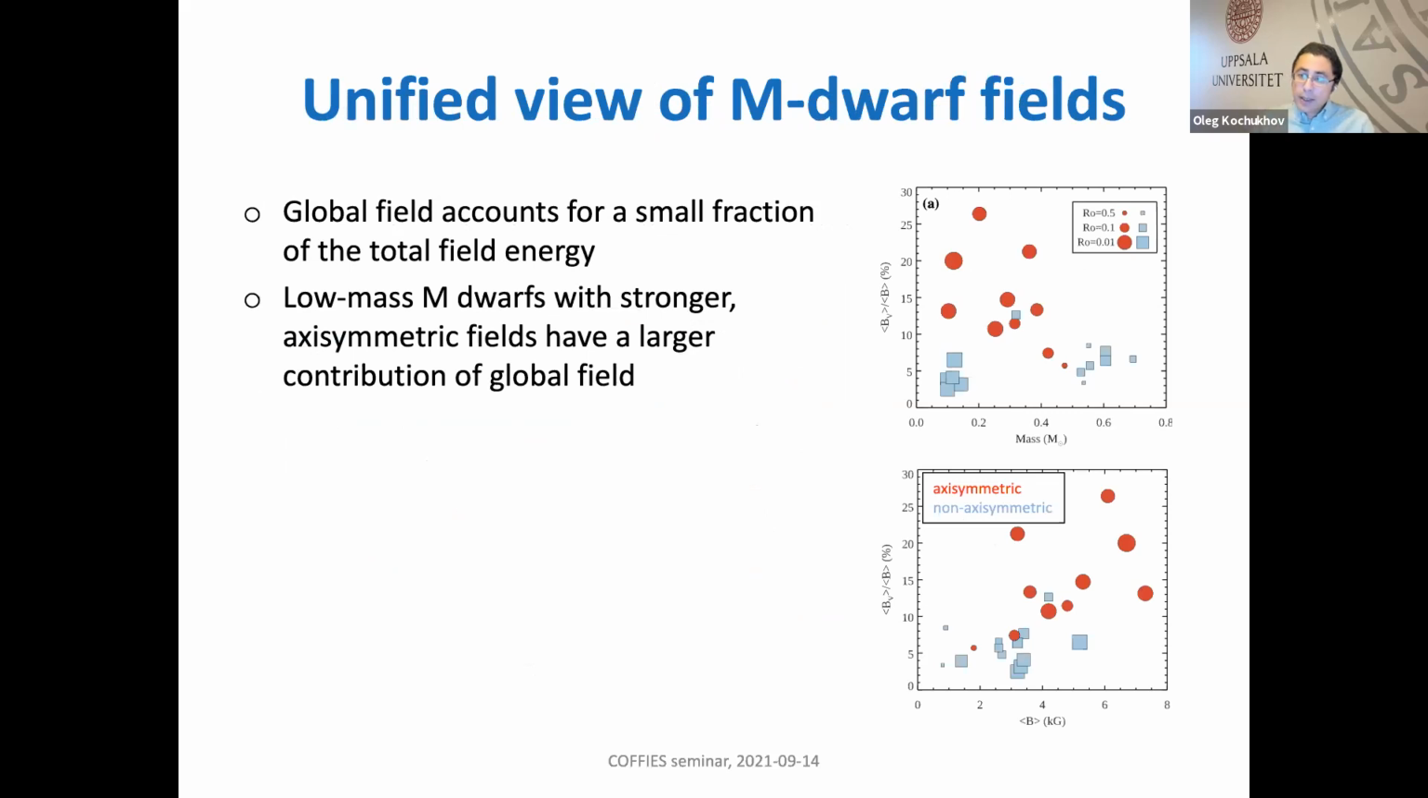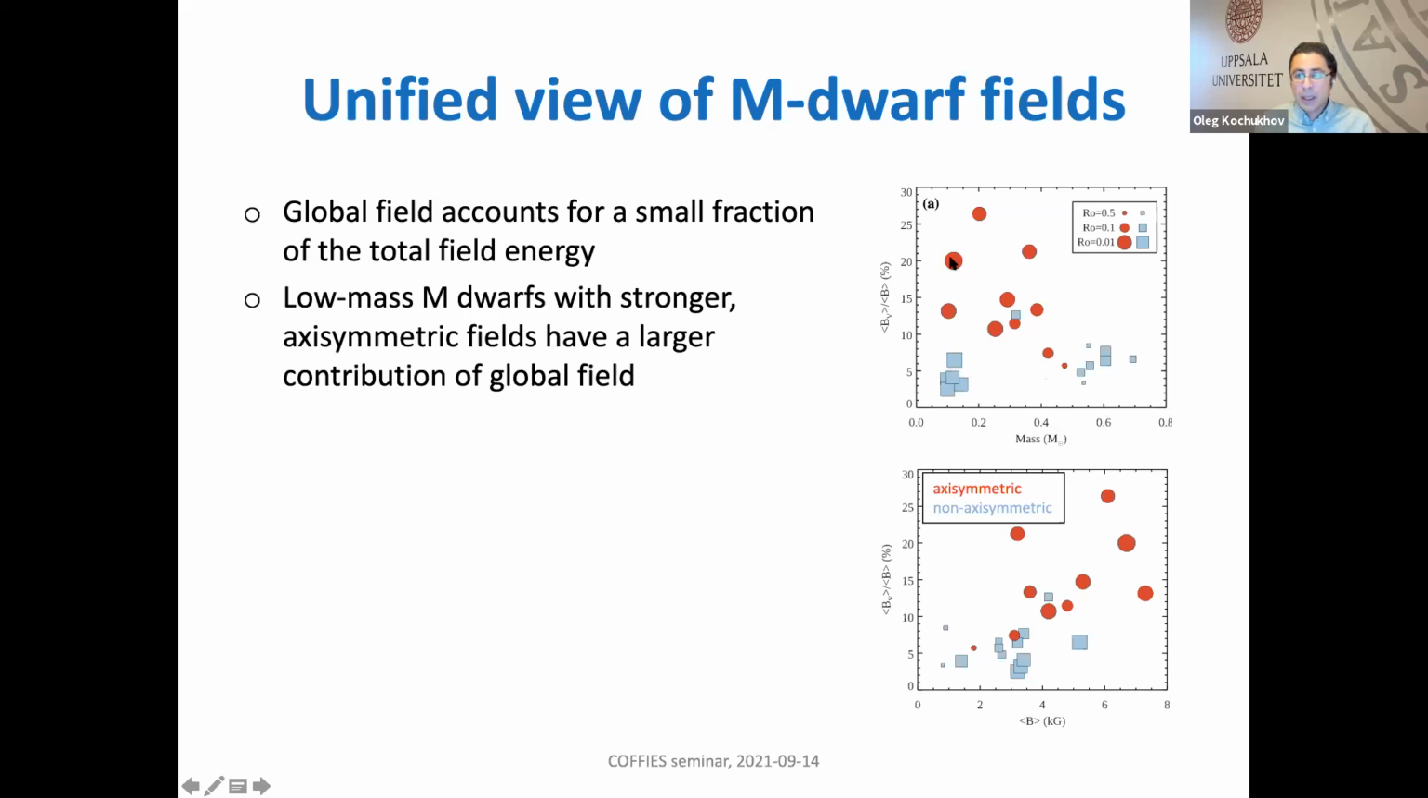So if we try to bring together information about the global magnetic field and the total magnetic field, so global field from polarimetry, total field from Zeeman broadening and intensification, then what we can say is that the global magnetic field accounts for a very small fraction of the total magnetic field energy. So here I'm plotting the ratio of the average global field, this BV, divided by the total field strength from Stokes I, and this is plotted as a function of mass.